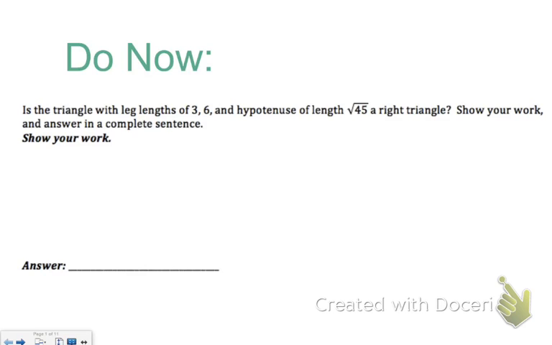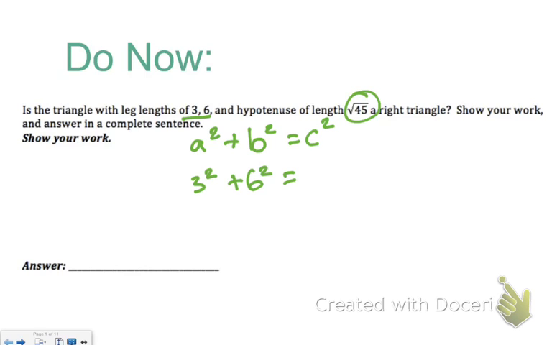As with any Pythagorean problem, we're going to start by writing down the formula: a squared plus b squared is equal to c squared. Our next step is to substitute the legs. We're told that we have legs 3 and 6, so a and b are our legs. We have 3 squared plus 6 squared is equal to the hypotenuse, or c squared.